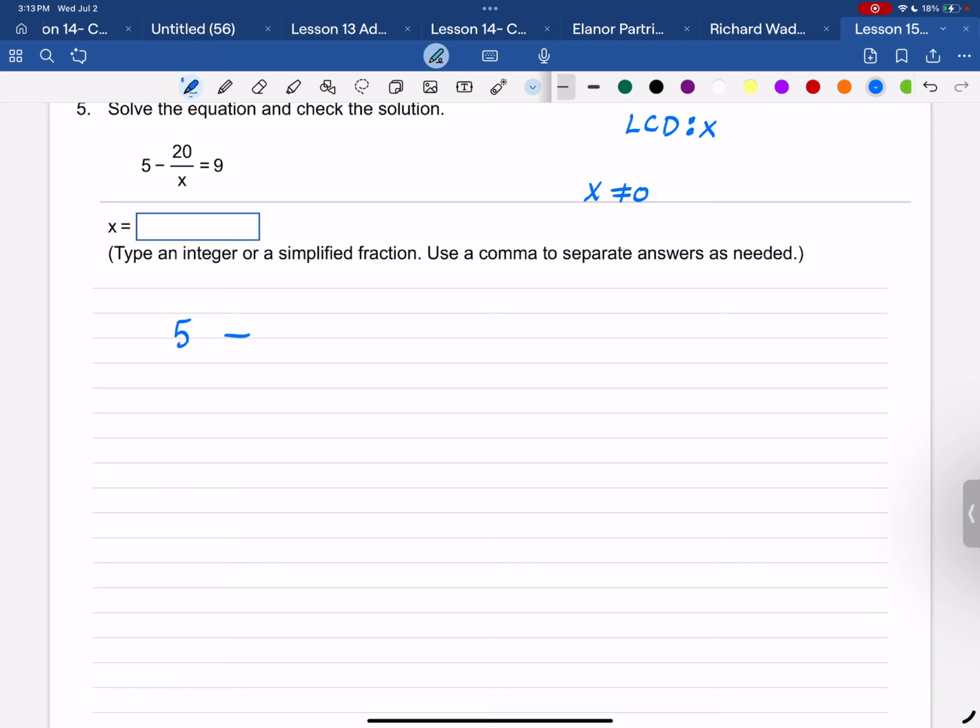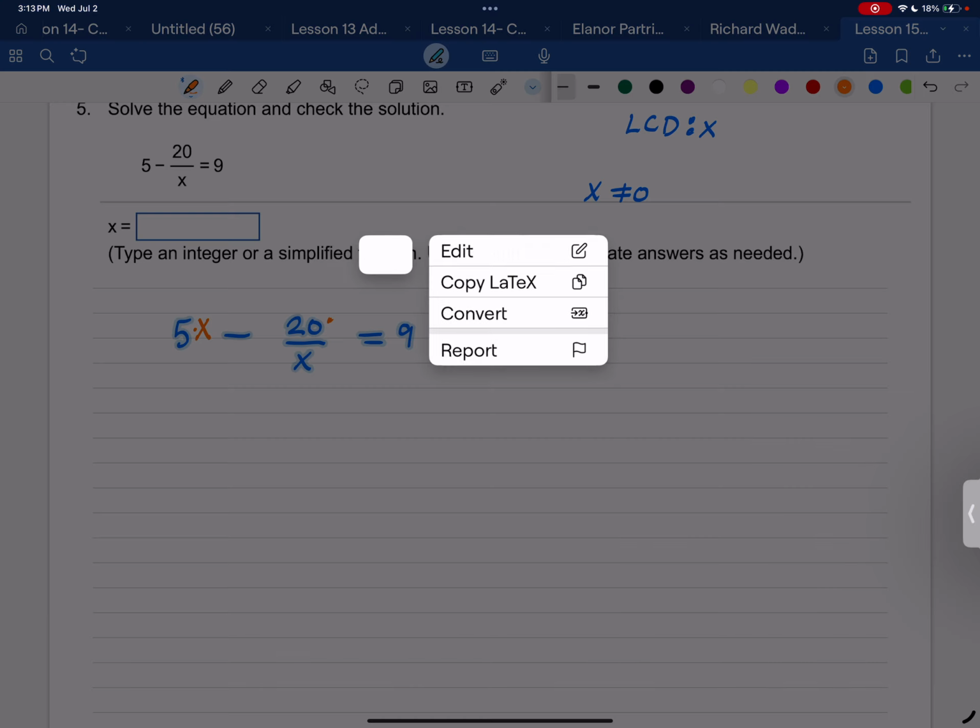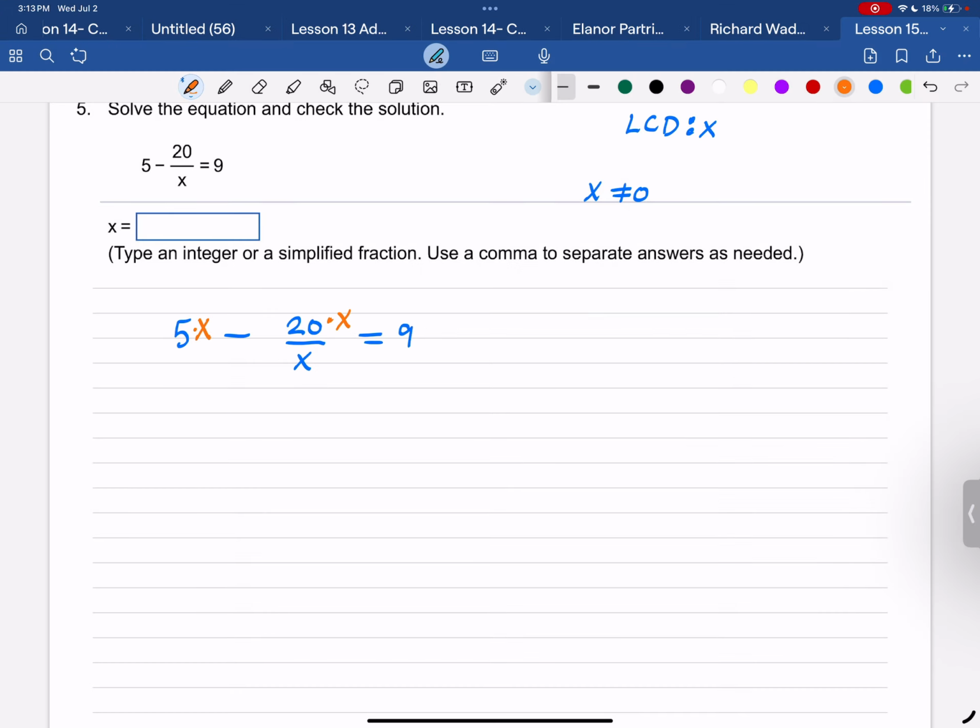So 5 minus 20 over x equals 9. And I'm going to multiply every term by x. So now I'm going to reduce. Well, the first one is just going to be 5 times x. Because remember, when you multiply by the LCD, you align the LCD with the numerator. The x's will divide to 1 in the second term, so that's just minus 20. And that's equal to 9x.